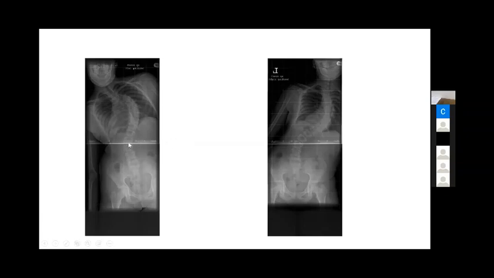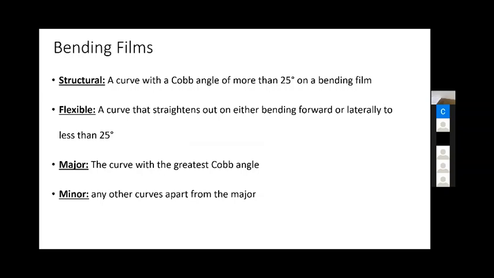To look at whether it is getting balanced here, then you can stop your fixation up there. So that's why we need to look at the bending films, which is the one which is not moving. So you can stop their fixation so that you can save more levels. That's why we do the bending films. And also to find out which is the minor curve and which is the major curve. The major curve is the one with the greatest Cobb angle, and minor curves are the smaller ones. A structural curve is one that is more than 25 degrees, a fixed curve on the Cobb angle.